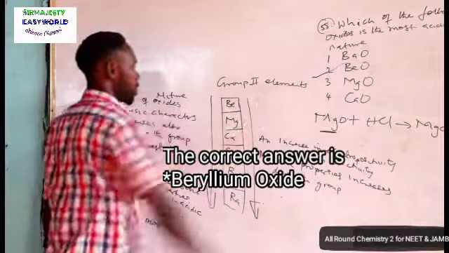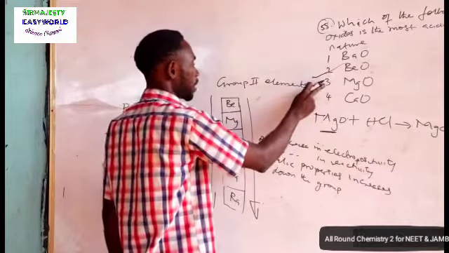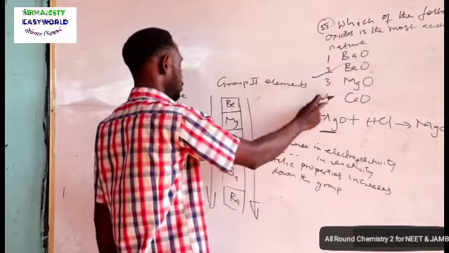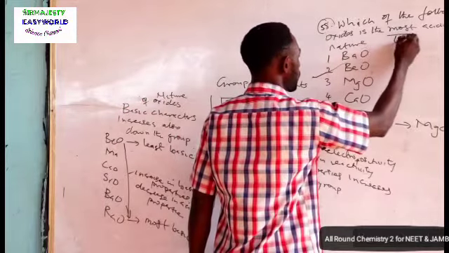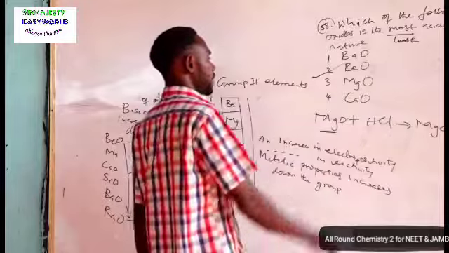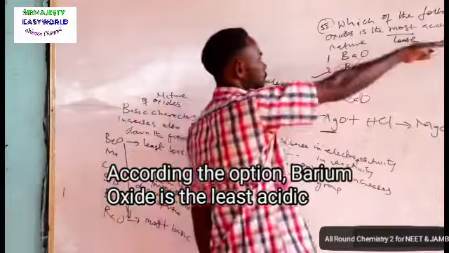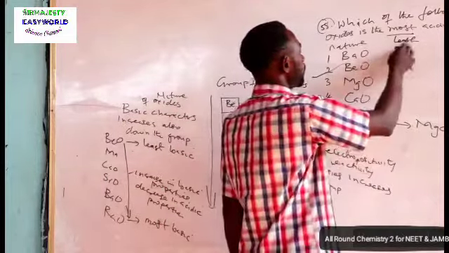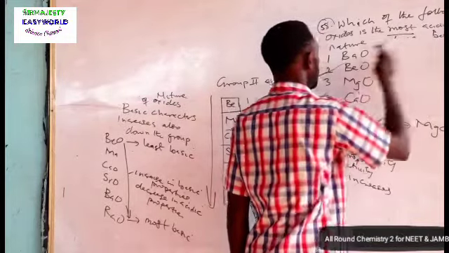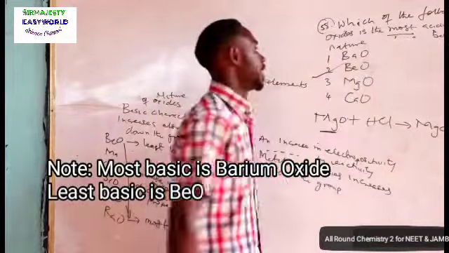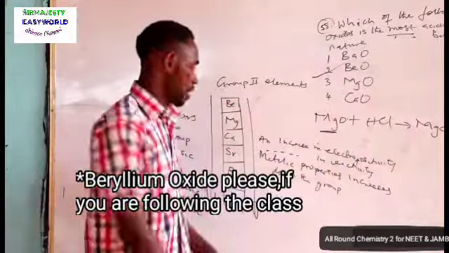So the correct answer is beryllium oxide. After beryllium oxide, what follows is magnesium oxide, then after magnesium in acidic property is calcium oxide. If the question asks which of them is the least acidic, you say barium oxide, considering this. Then if the question is reconstructed to ask which of them is the most basic, with acidic changed to basic, the answer is still barium oxide. And if it asks for the least basic, it is still beryllium oxide, considering this.